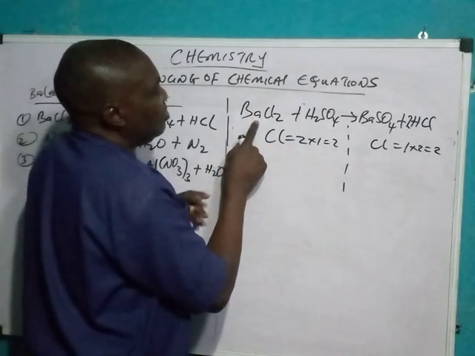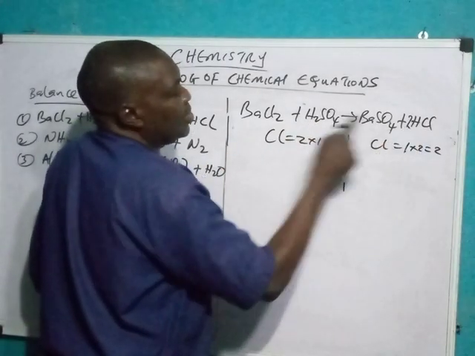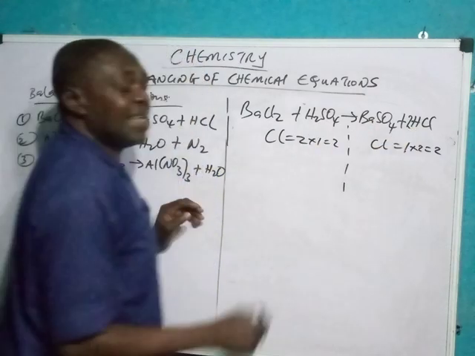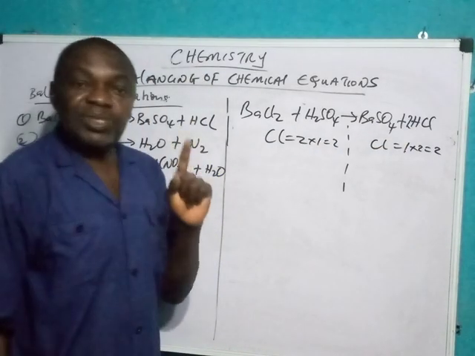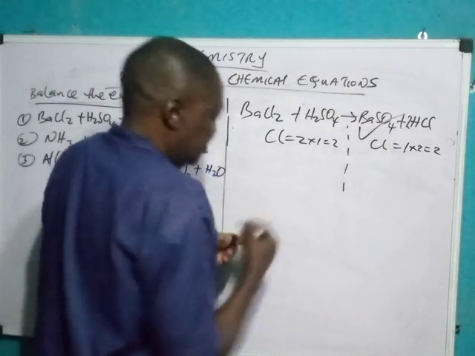Let's just see. Barium is 1, barium is 1. Chlorine is 2, chlorine is 2. Hydrogen is 2, hydrogen is 2. S is 1, S is 1, like that. So you can see at times, only one number you put at the right position, equation becomes balanced. So this one now is balanced.